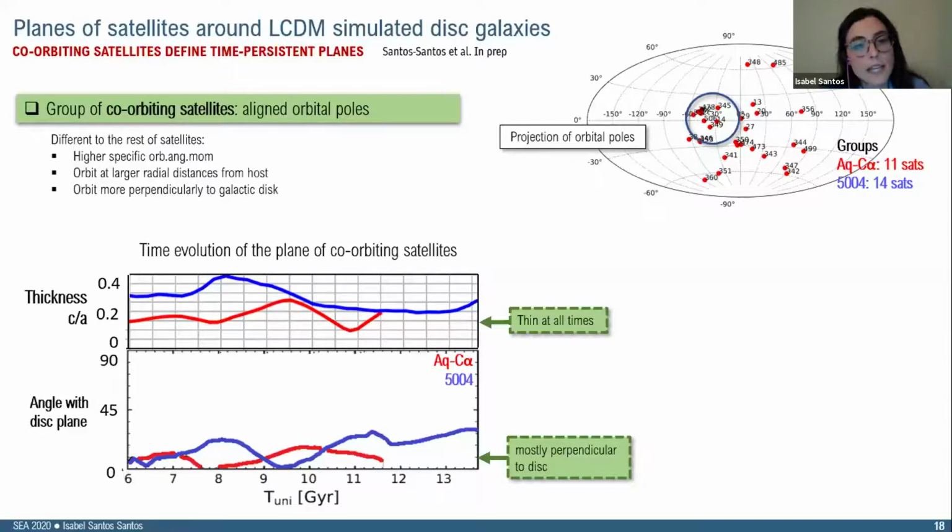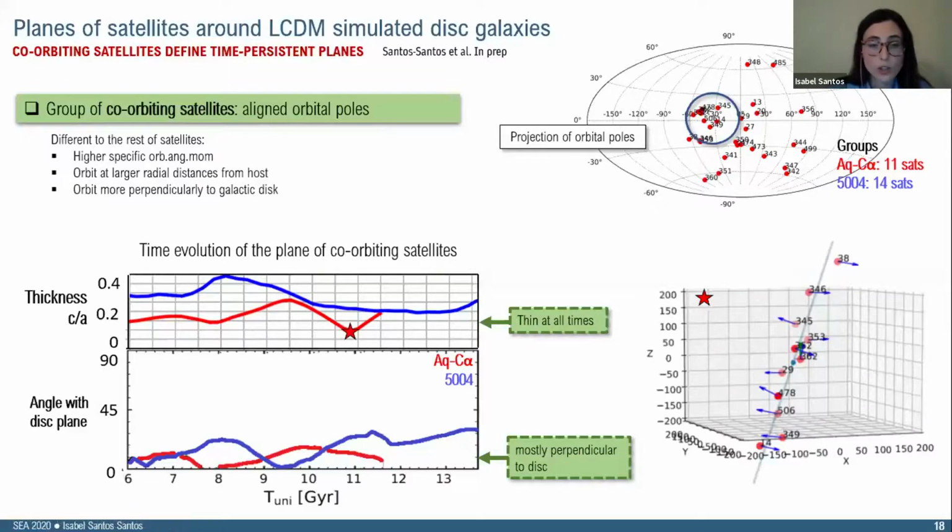We fitted a plane to the positions of these co-orbiting satellites, and could see how the thickness of the plane they form in position varies with the time evolution of the system. We find that the group of co-orbiting satellites represents a thin planar distribution in position at all times, and the planes are mostly perpendicular to the disk as well.